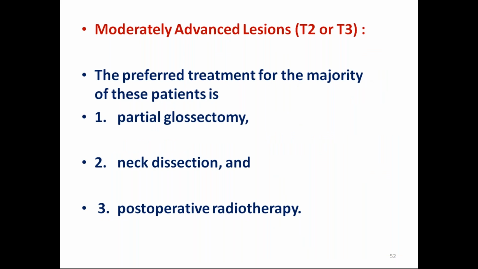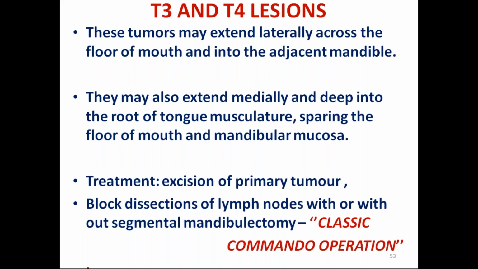Moderate and advanced lesions, that is T2 and T3. The preferred treatment for the majority of patients is partial glossectomy and neck dissection, and postoperative radiotherapy in advanced lesions. These tumors may extend laterally across the floor of the mouth and onto the adjacent mandible. They may also extend medially and deep into the root of the tongue musculature, sparing the floor of mouth and mandibular mucosa. So treatment includes excision of the primary tumor and block dissection of the lymph nodes with or without segmental mandibulectomy, that is the classic commando operation.